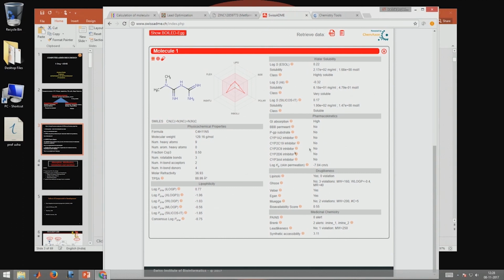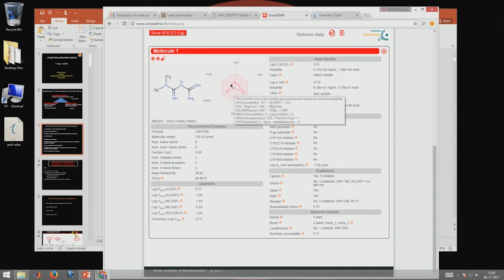Some of these rules we will talk about later, and this PAINS also we will talk about later. Okay, so it gives you a lot of properties. Cytochrome P, does it inhibit that, and so on actually. Okay, and then bioavailability also must be there somewhere. Bioavailability 0.55, that means that is good, very good. Of course, metformin is a drug.